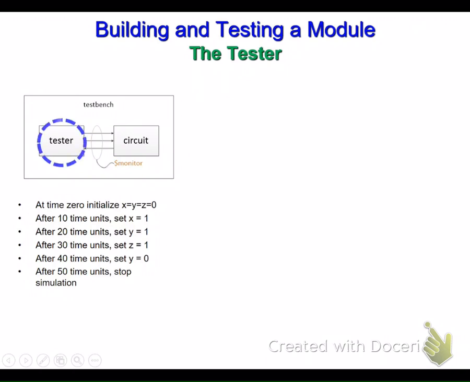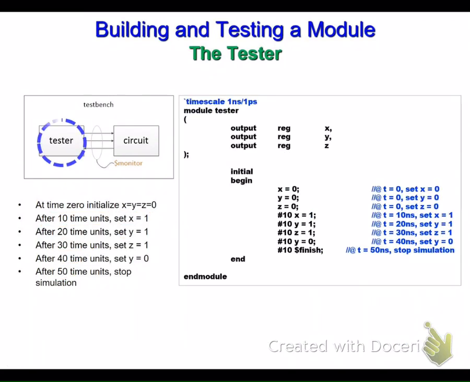My tester is saying here that at time 0, initialize x equal to 0, y equal to z equal to 0. And then after 10 time units, in our case nanoseconds, so after 10 nanoseconds, please set x to 1. After 20 time units, which is after 20 nanoseconds, set y to 1, and so on and so forth, 30, 40, and 50, and so on. So how can we write a test bench or tester that will do that? Here it is.